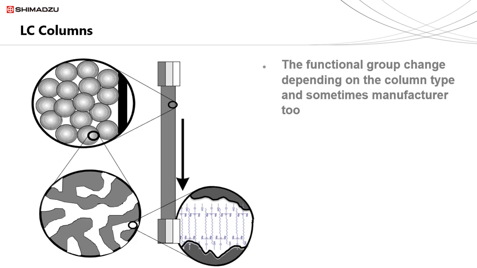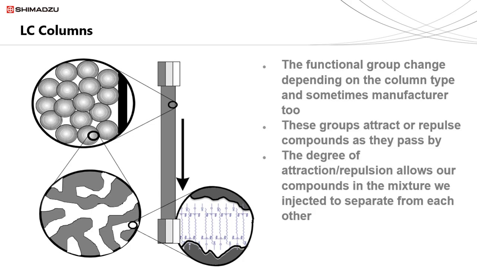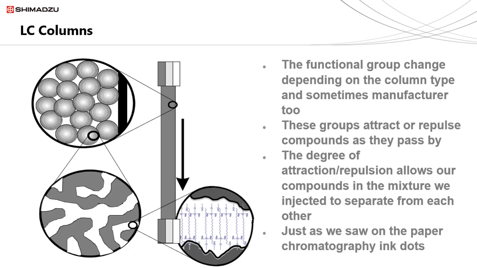The functional groups here, C18, will allow the interaction or lack of interaction of the chemicals and compounds as they pass by. It's all dependent on the nature of your compounds, the same as we saw with our inks.